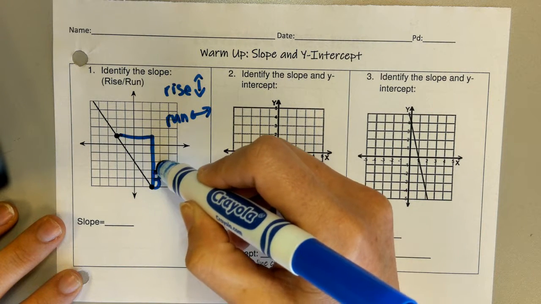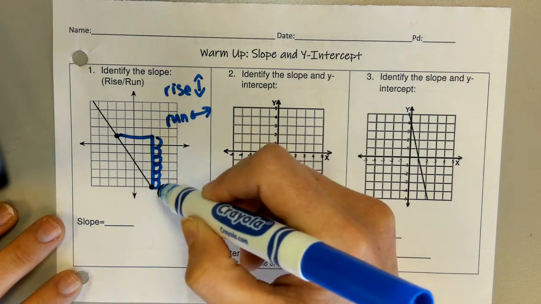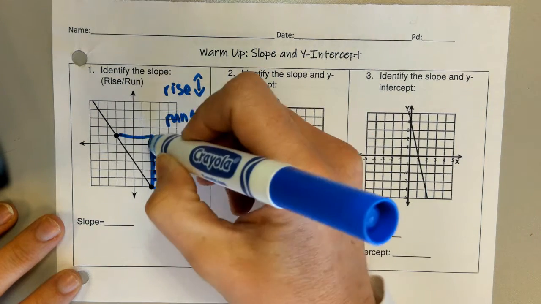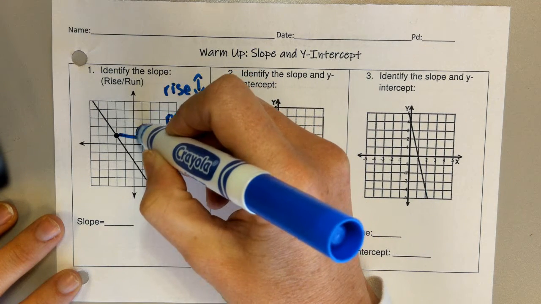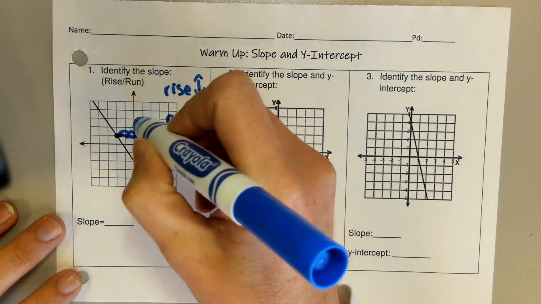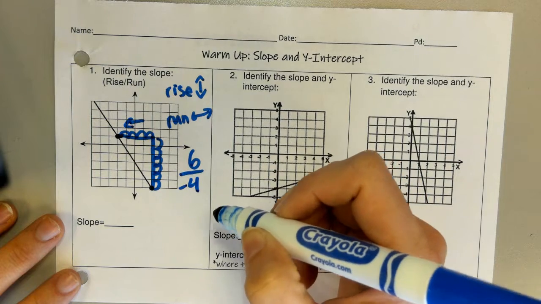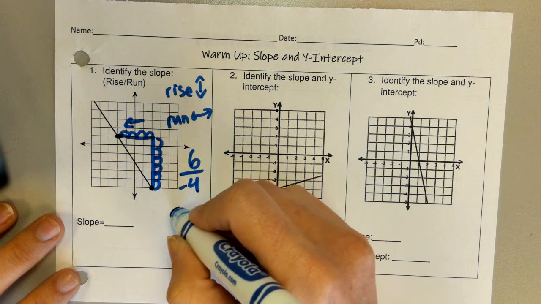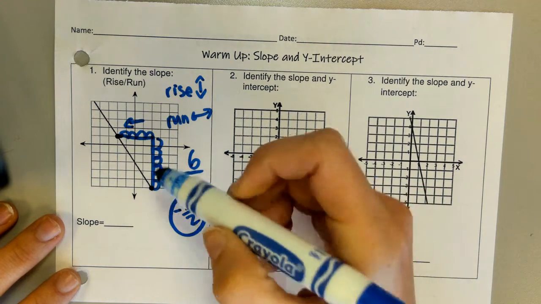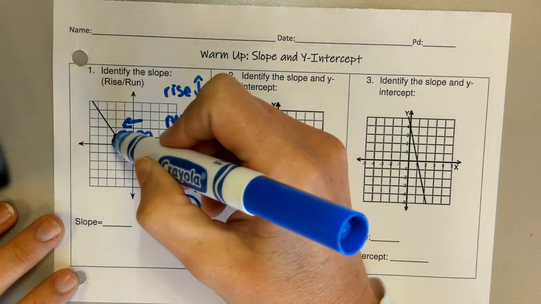1, 2, 3, 4, 5, 6. So my rise is up 6. My run, 1, 2, 3, 4. I'm going backwards, in the negative direction, so that's negative 4. 6 over negative 4 simplifies to negative 3 halves. So that means I should also be able to go down 3 and forwards 2.